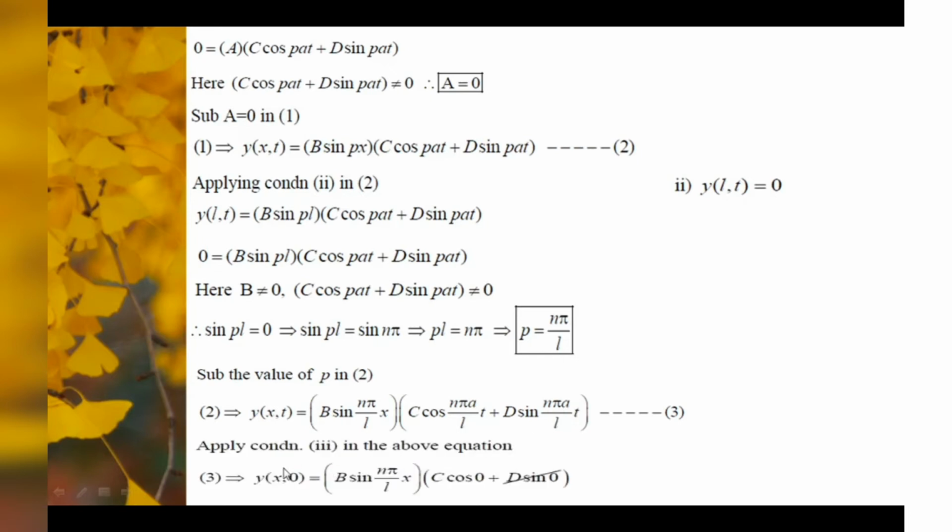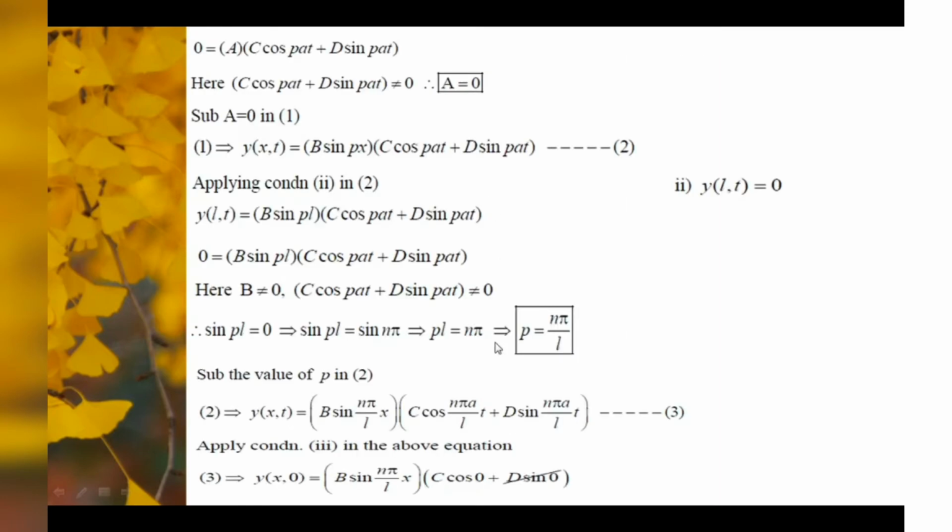Now we have to apply the third boundary condition, which is y of x comma 0 equal to 0. That means we have t as 0 in this case. So if I substitute t equal to 0 in this one, it is c cos 0 plus d sine 0. Sine 0 is 0, so 0 into anything is 0. So we will be having 0 equal to b into sine n pi x by l into c.